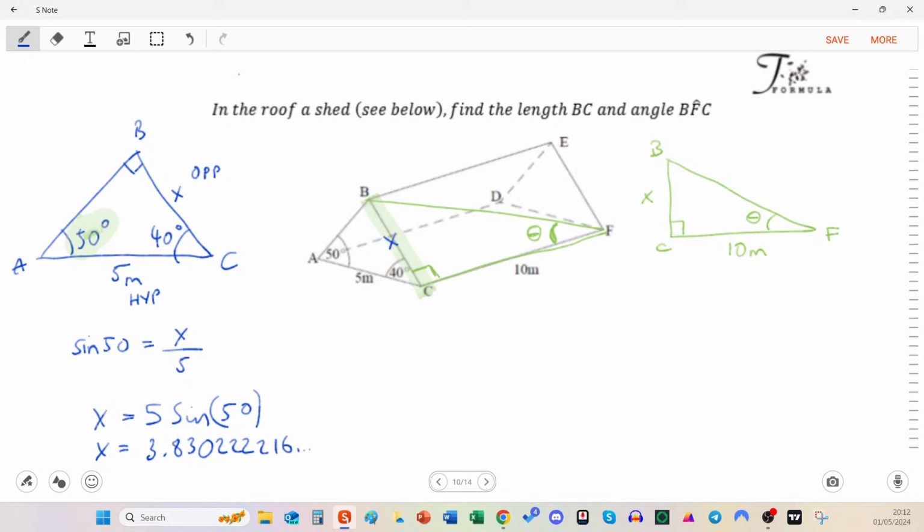We can now update our diagram. I'm going to call it 3.83... because it's not the whole thing.